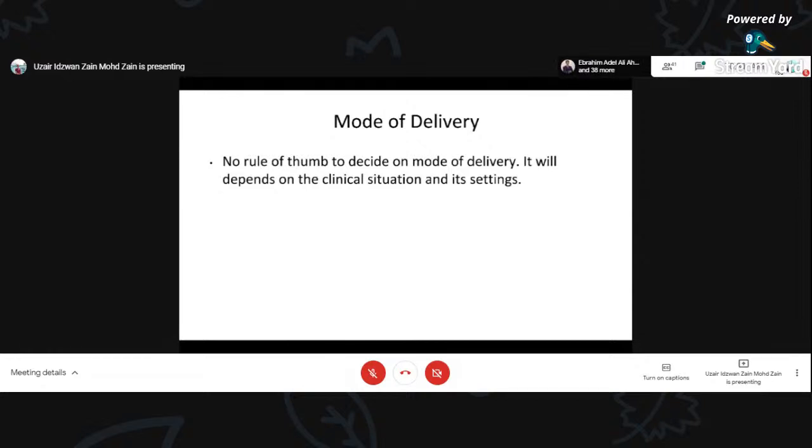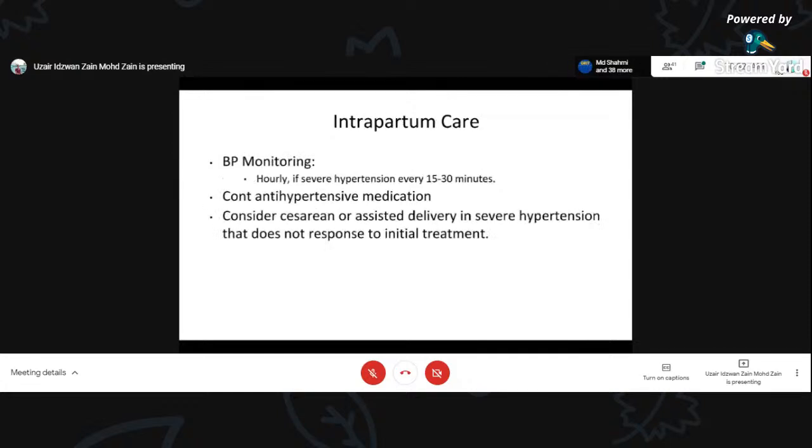Right. On the mode of delivery, we don't have any rule of thumb on whether to deliver the patient by cesarean or in labor. But you need to understand that the labor process itself is very excruciating and very painful, provided that the blood pressure is already unstable. So it depends on the clinical setting. If you think that giving the patient a chance of spontaneous vaginal delivery will be very painful and will make the blood pressure unstable, the patient can go into eclampsia if the blood pressure is not well controlled. So, like I said earlier, you can opt for cesarean or assisted delivery for this patient.